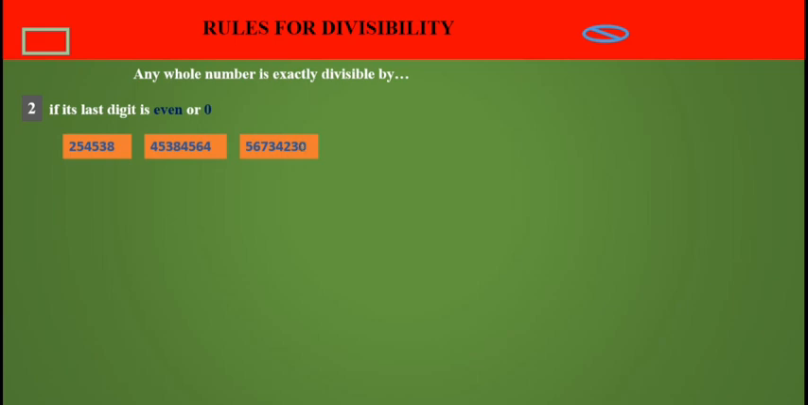5. If its last digit is 5 or 0, then the number is divisible by 5. For example, these numbers are divisible by 5 because the last digit of the first number is 0 and the last digit of the second number is 5.